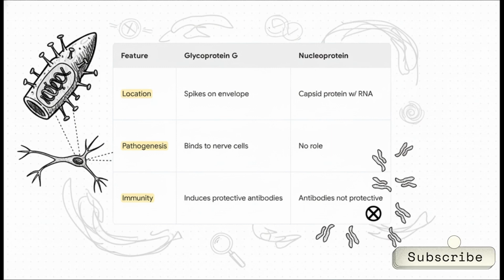Okay, now this table is super high yield, so listen up. There are two main antigens you gotta know. First, glycoprotein G. Think of this as the virus's skeleton key. It's on those outer spikes, and it's what lets the virus into our nerve cells. Because it's on the outside, it's also what our immune system sees and makes protective antibodies against.